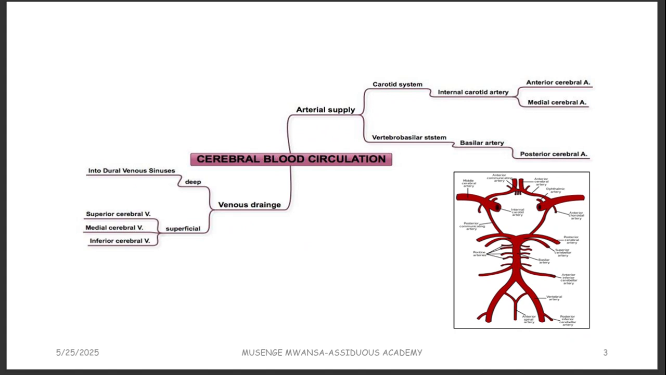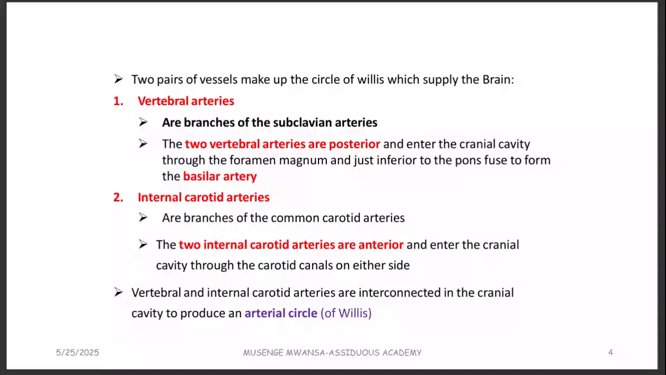The venous drainage, the deep structures will be able to drain into the dural venous sinuses, and we did discuss that when we talked about the head and neck. And then the superficial structures will drain into the veins, the superior cerebral vein, medial cerebral, and the inferior cerebral. Okay. So as we said, we have got many arteries supplying the brain.